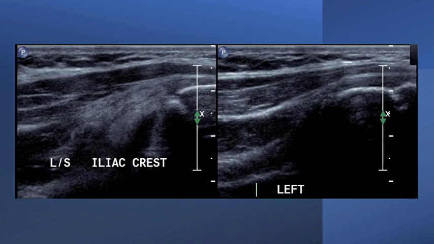So in this case, the finding was a grade 1 tear of both the internal oblique and the transverse abdominis without a true muscular defect. The external oblique was normal, and the sartorius, rectus abdominis, adductor group, and inguinal ligament were all normal in this examination.